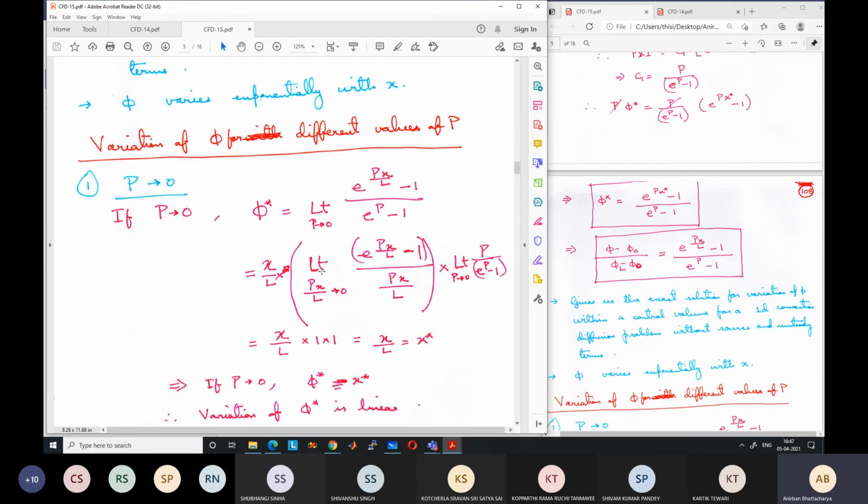Okay, we have just broken this limit into two different limits. One limit is e to the power Px by L minus 1 by Px by L, where Px by L tends to 0. The other limit is P by e to the power P minus 1, where P tends to 0. If you multiply them together, you will be left with 1 x by L in the denominator, so that has to be balanced by this x by L in the numerator. It's just an algebraic rearrangement. Okay. Why have we kept it in this form? Because limit of e to the power x minus 1 by x. What is the limit e to the power x minus 1 by x?